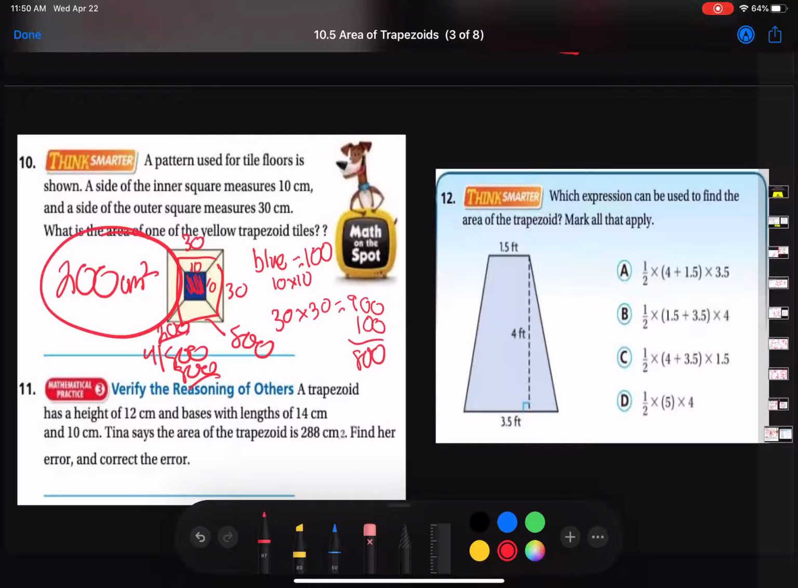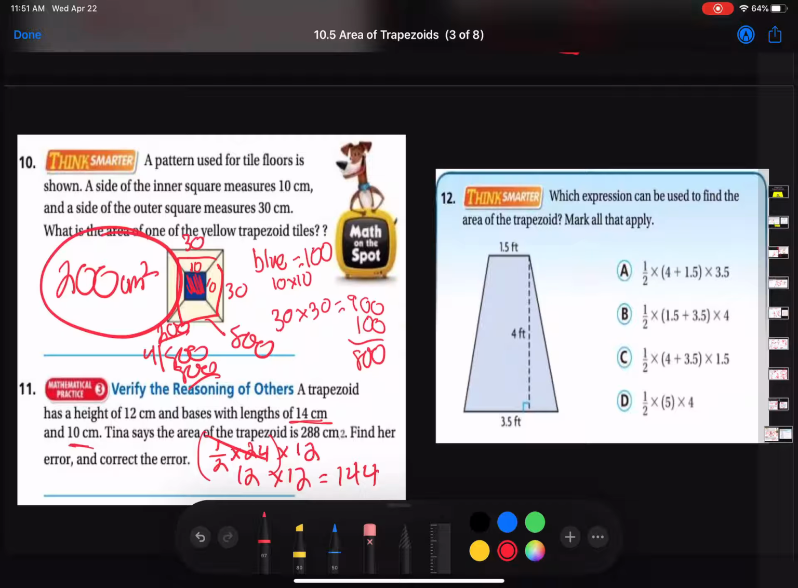A trapezoid has a height of 12 and the bases of 14 and 10. Okay, you have 2 bases, remember, and you have to add up your 2 bases. First thing you're always going to do is add up your 2 bases. So we're going to go 1/2 times, add up the 2 bases, 14 and 10. So that's 24 times 12, because the 12 is my height. So now what I would do is simplify the 1/2 times 24, and we're going to get half of 24 is 12. Now I want you to go 12 times 12 and you're going to get 144.